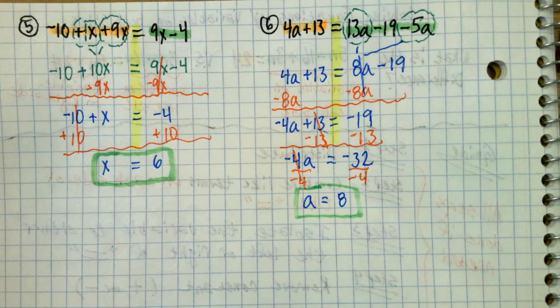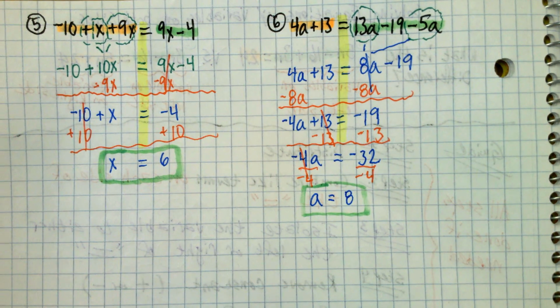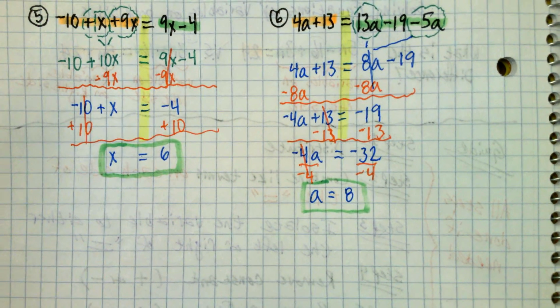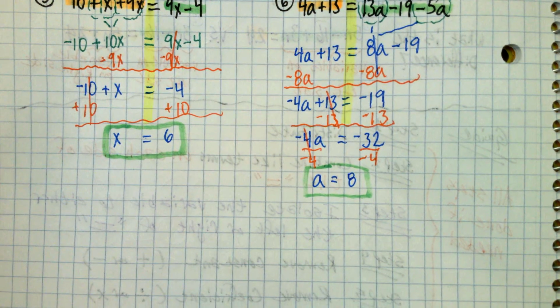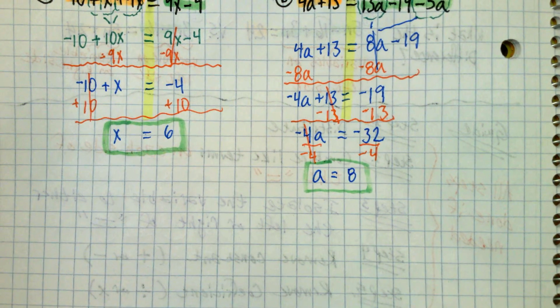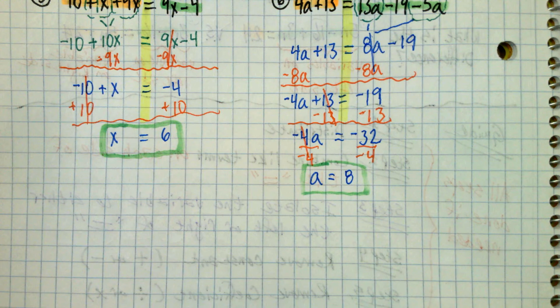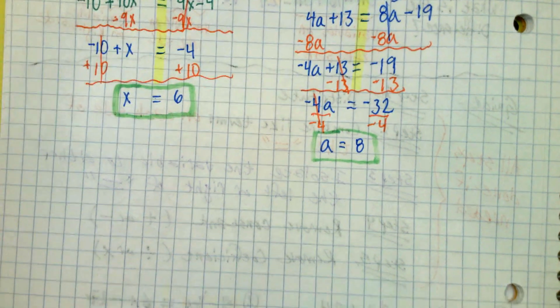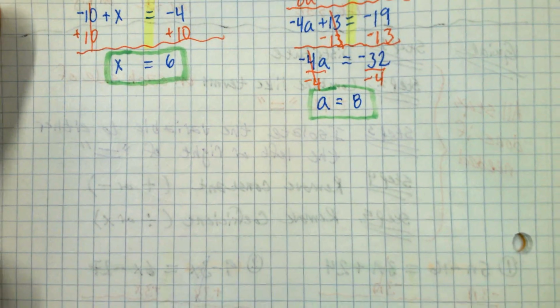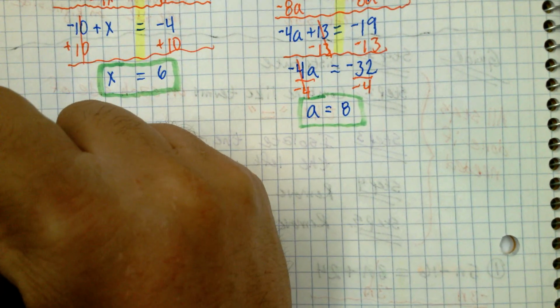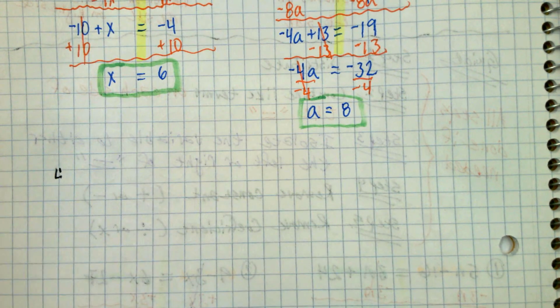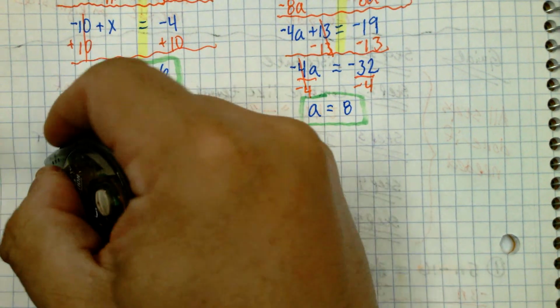Okay. So the next two examples are going to have distributing. So we do have to make sure we distribute on the next two. Let's get started on those. Ready? Okay. Number 7.